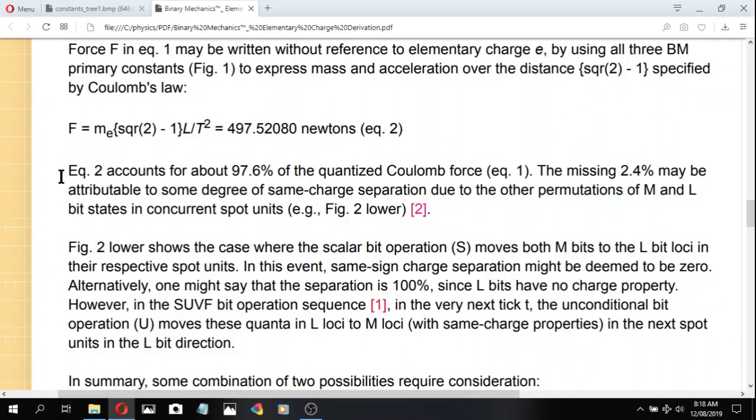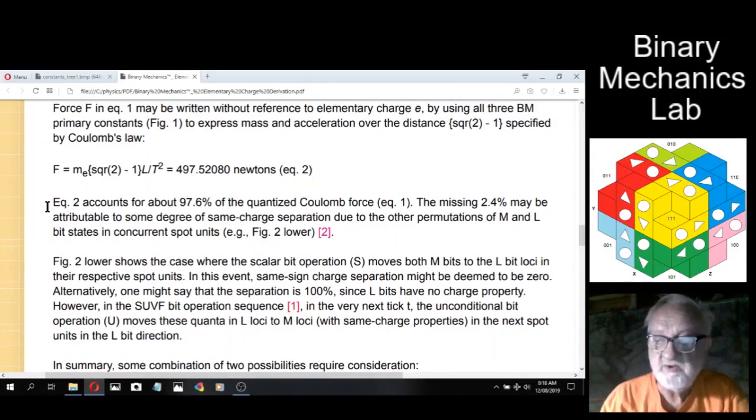Equation 2 accounts for about 97.6% of the quantized Coulomb force. The missing 2.4% may be attributable to some degree of same charge separation due to the other permutations of M and L bit states in concurrent spot units, as shown, for example, in the lower panel in figure 2 above. The incidence of these spatial quanta configurations depends upon bit density. Future work could calculate the quanta density, accounting for 100% of the quantized Coulomb force.